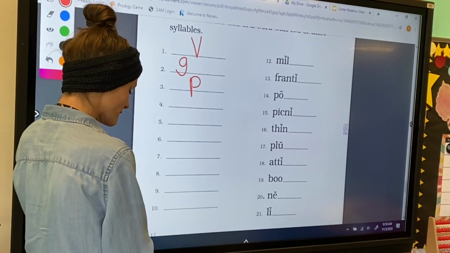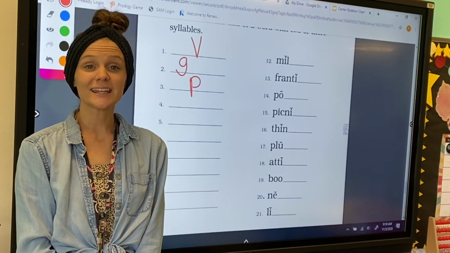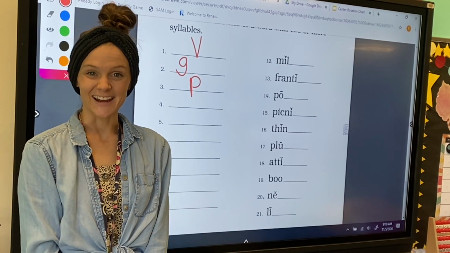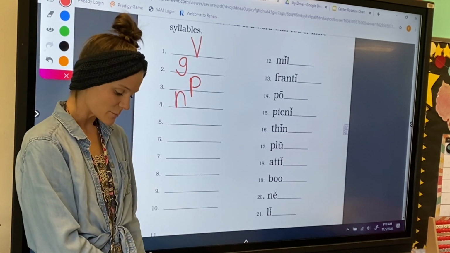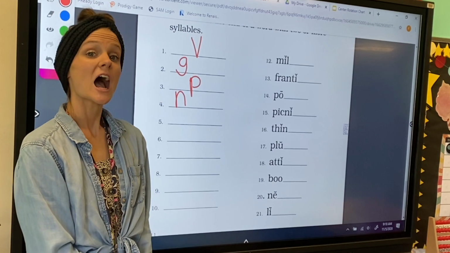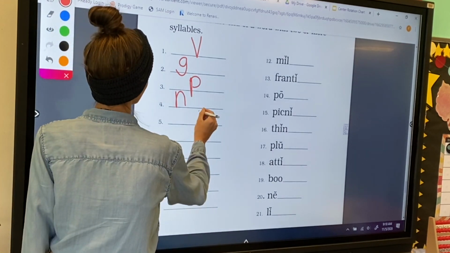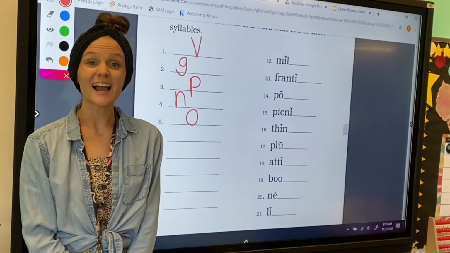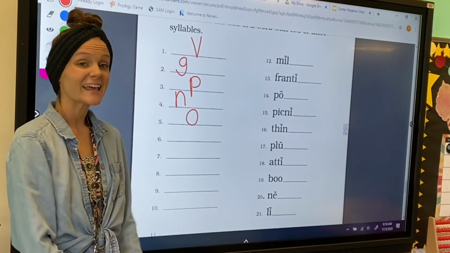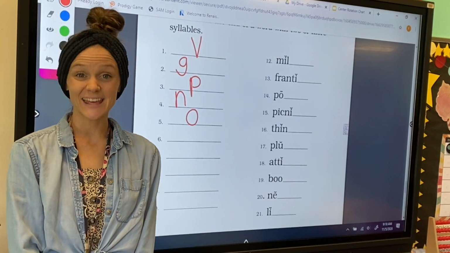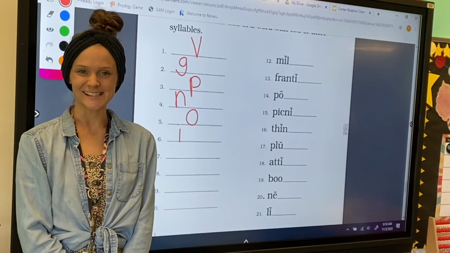Excellent! For number 4, my letter sound is N. N. Letter N makes the N sound. For number 5, my letter sound is Ah. So I'm writing letter O because it makes the Ah sound. For number 6, my letter sound is I. Letter I makes the short I sound.